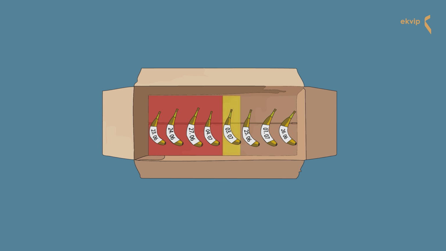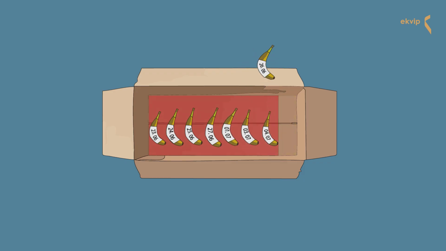Since July 3rd comes after June 27th but before July 4th, we insert the banana in between. So, I think you get the idea. We just keep repeating this until all the bananas are nicely sorted. And here's the cool part, since all the bananas are swapped around directly inside the box, or in programming terms, inside the array, we only need constant extra memory, so the space complexity is O(1).